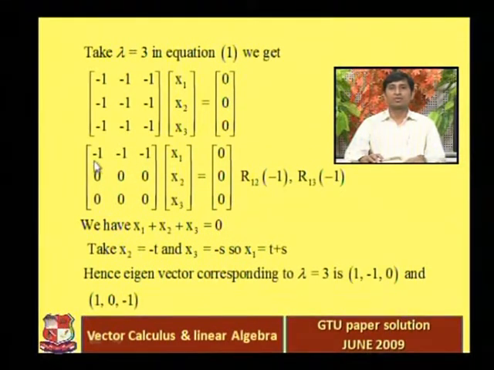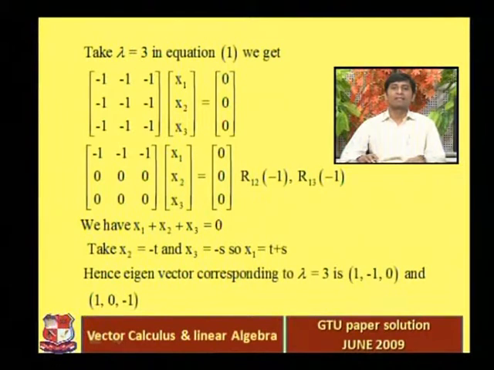When we multiply first row with minus 1, we get 1 1 1, and from that we get this equation x1 plus x2 plus x3 is equal to 0. So the second and third columns do not have any leading entry, so that's why we take x2 is equal to minus t and x3 is equal to minus s, we get x1 is equal to t plus s.